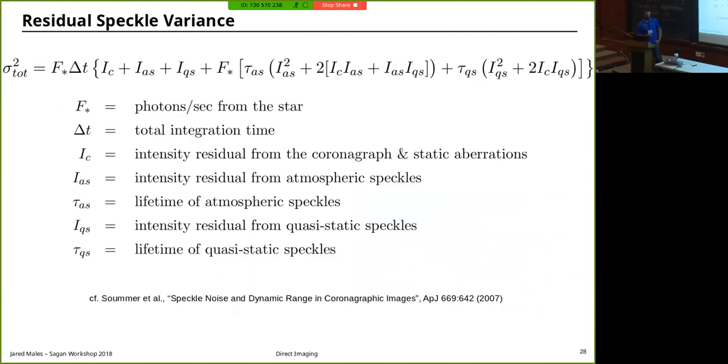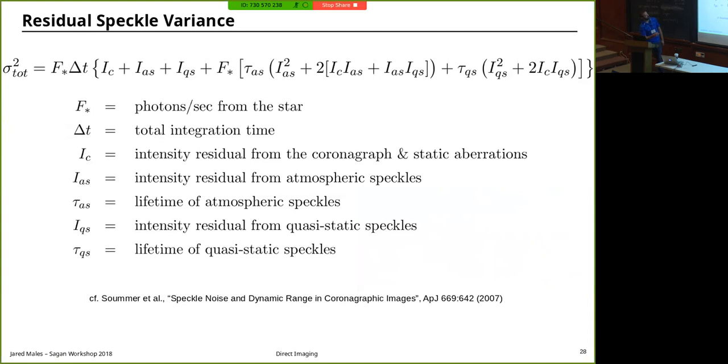So this is sort of for completeness, the notation. Remember, this is the flux from the star, the exposure time. These I's are the same thing. They're the intensity distribution in the focal plane. We have to split this into the residual coronagraphic intensity plus the intensity coming from those speckles. So no coronagraph is perfect. It always leaks a little bit. So there's always some residual Airy pattern.